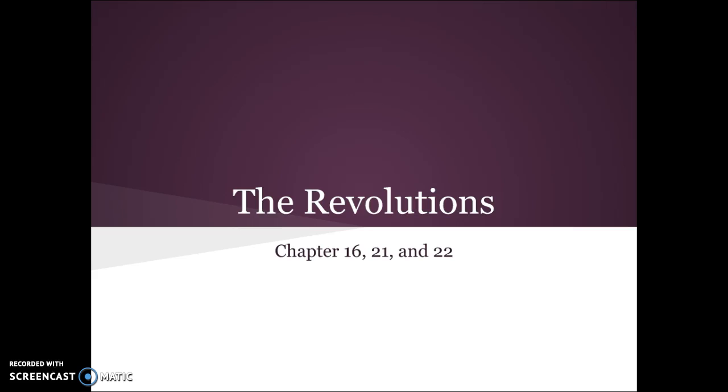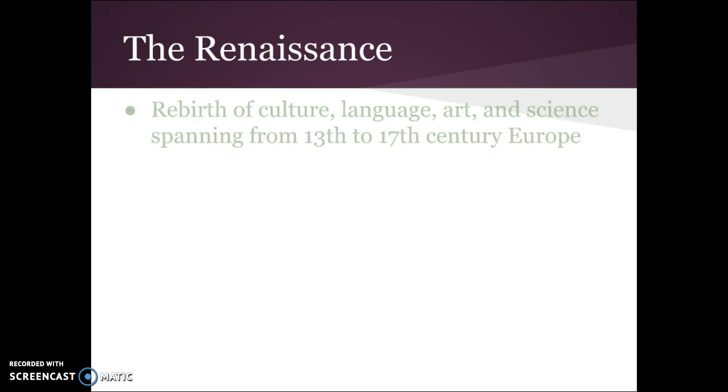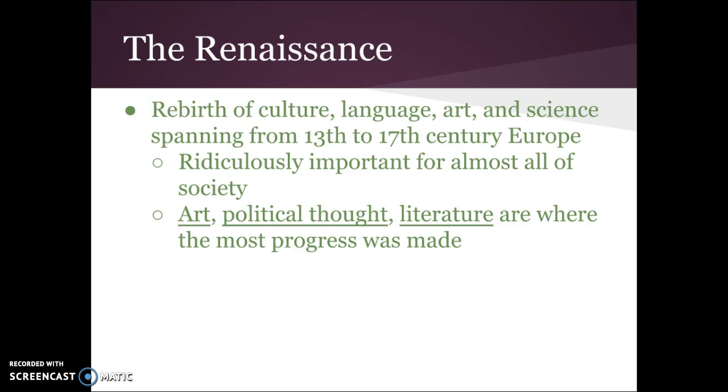And today we're going to begin by defining the Renaissance, talking about what the humanities are and the origins of the Renaissance, and looking at one of our aspects of the Renaissance, political thought, and Niccolo Machiavelli's The Prince. So first and foremost, what is the Renaissance? By the way, green is our color to get for this unit. The Renaissance is a rebirth of culture, language, art, and science spanning from the 13th to 17th century Europe, and it's ridiculously important for almost all of society.